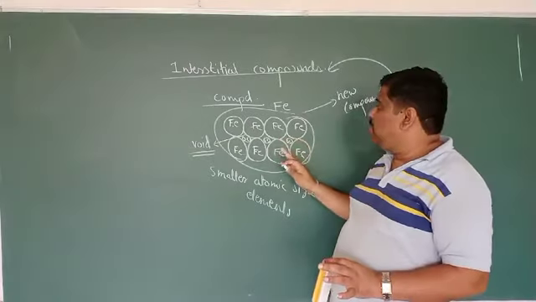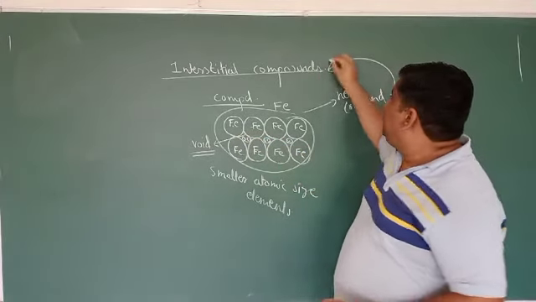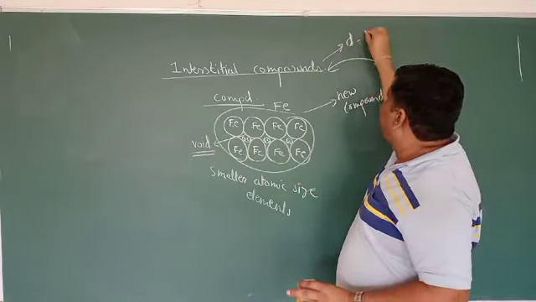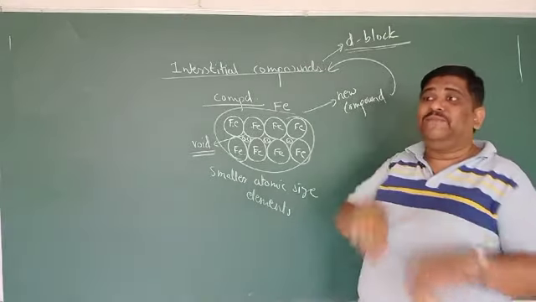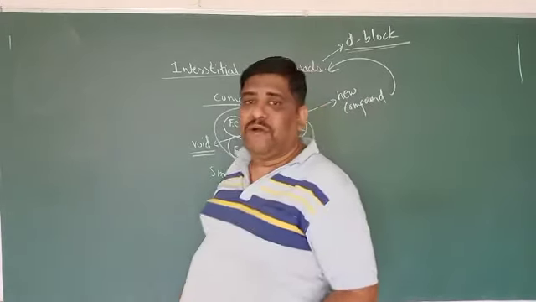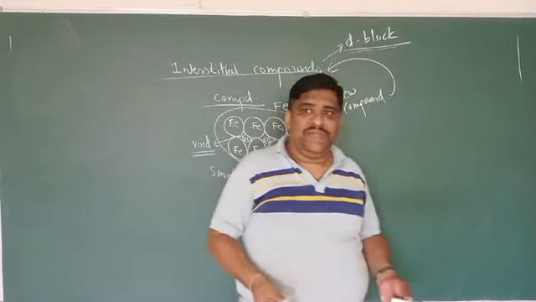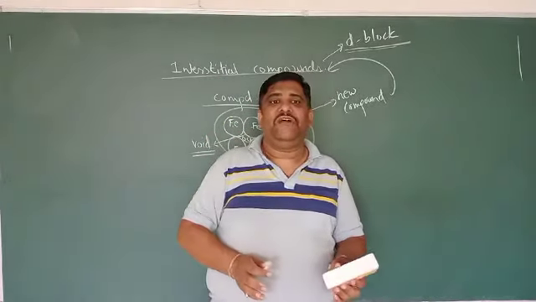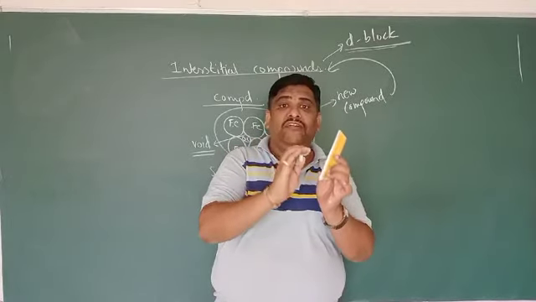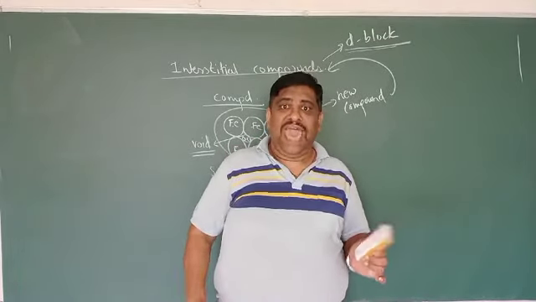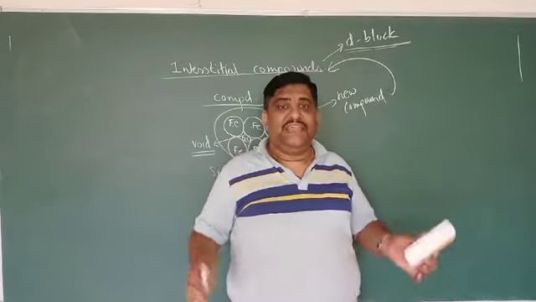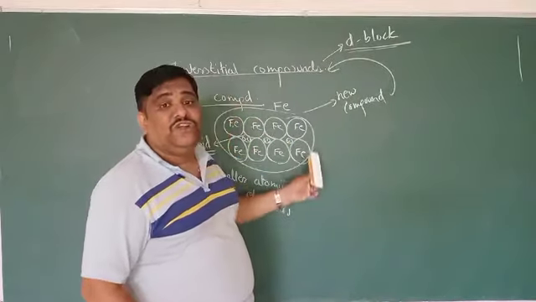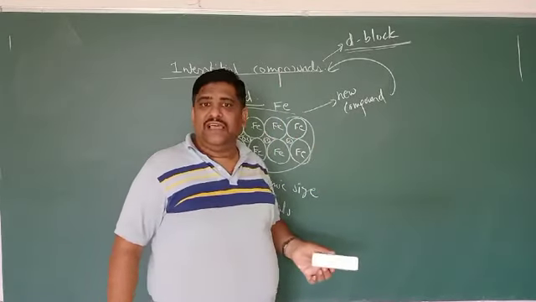In the interstitial compounds, most of the time the D block elements get added. Why do the D block elements give interstitial compounds? We know that most of the D block elements have a smaller atomic size. As they have smaller atomic size, they occupy the voids and result in the interstitial compounds.